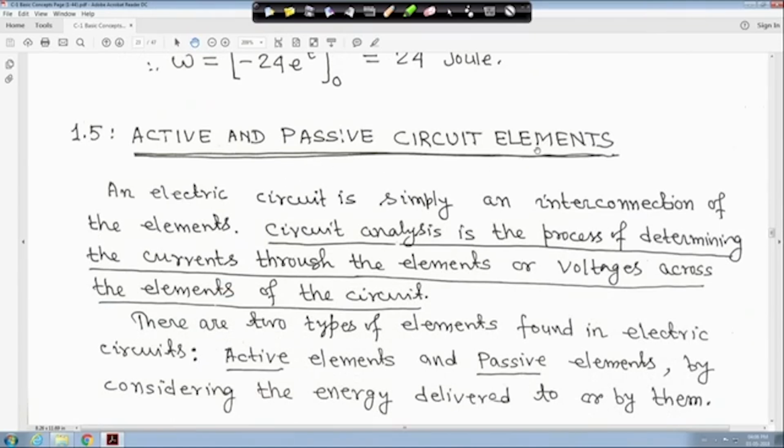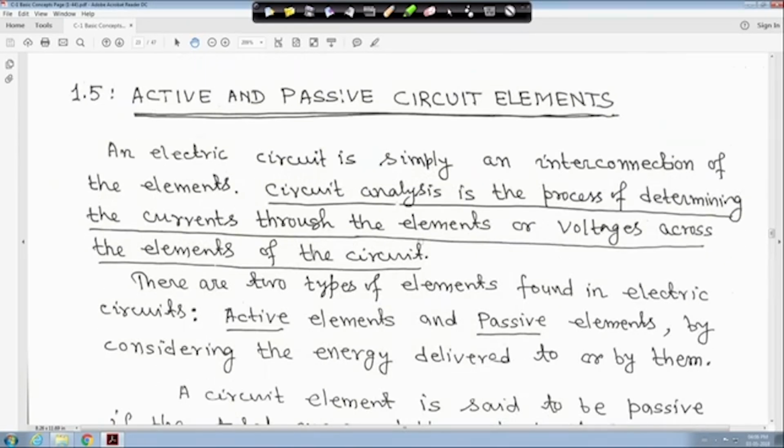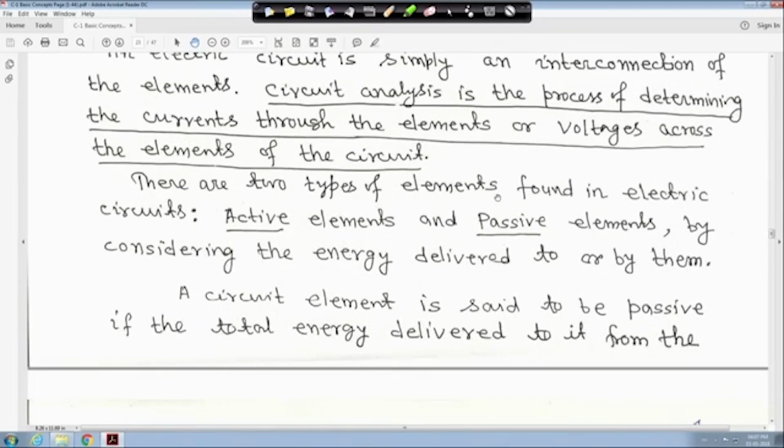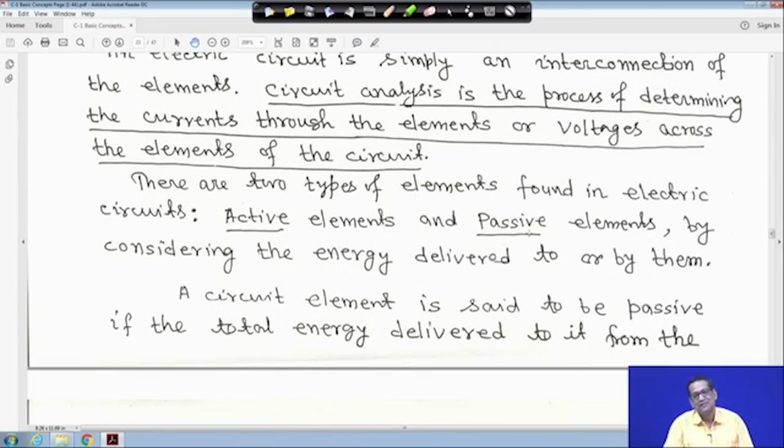Active and passive circuit elements. An electric circuit is simply an interconnection of elements. Earlier we have discussed this. Circuit analysis is the process of determining the currents through the elements or the voltages across the elements of the circuit. Either you have to find the current through any element or the voltage across it. That is our circuit analysis. Basically there are two types of elements found in an electric circuit: active elements and passive elements.